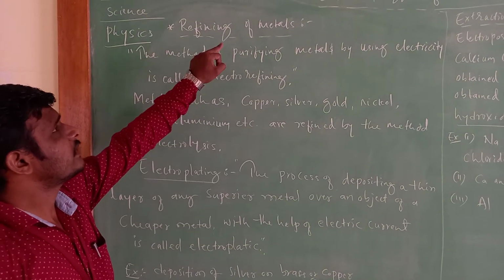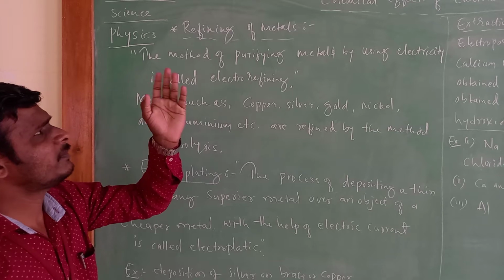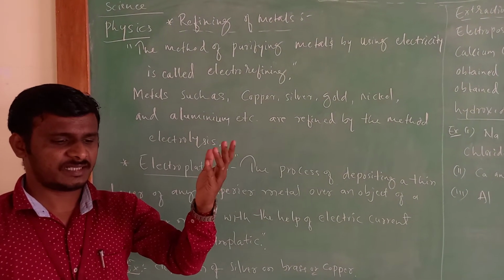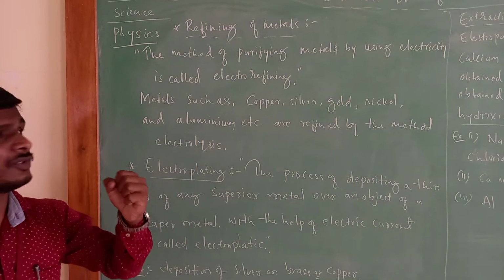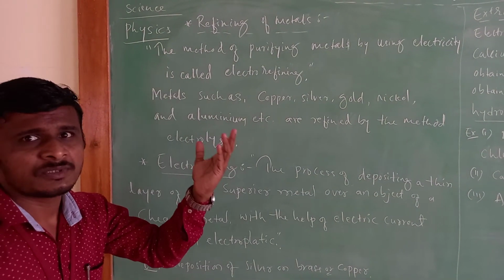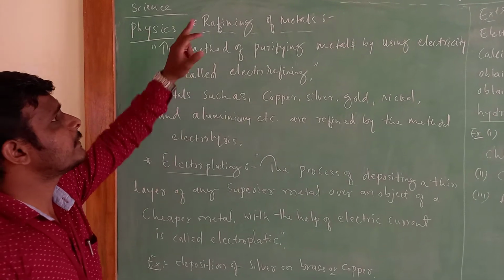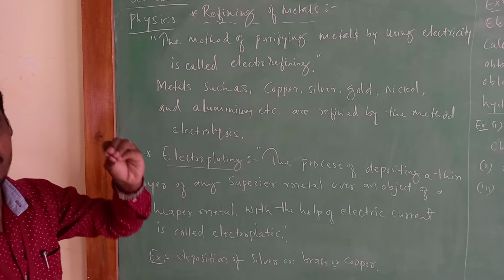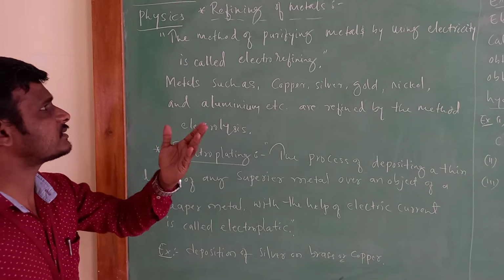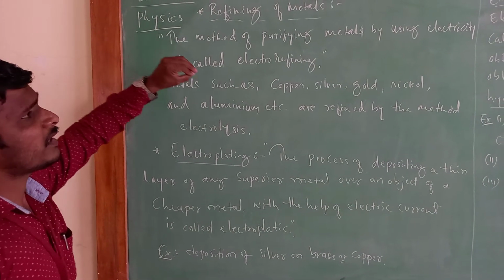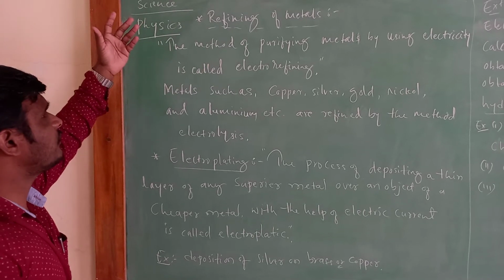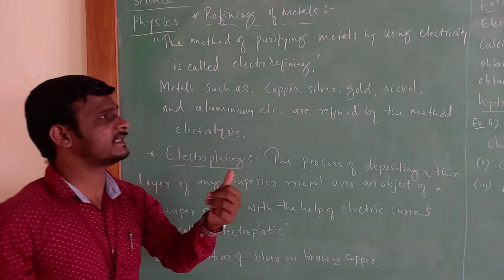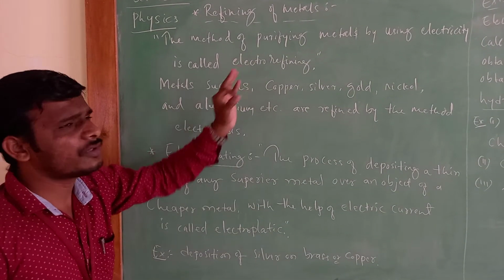Okay, next thing is refining of metals. Whatever metals are obtained by the chemical reaction, that is the reduction method, are not in the purest form. So they can be purified by the method of electrolysis, that is refining of metals, right? So what do you mean by electro refining? Electro refining means the method of purifying metals by using electricity.